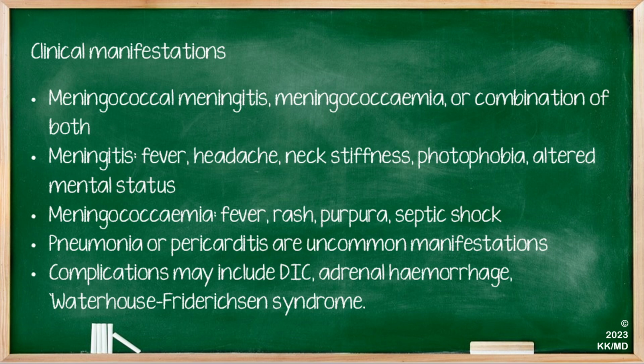Manifestations such as pneumonia and pericarditis are more uncommon, but complications can occur from the primary infection, including disseminated intravascular coagulation or DIC, adrenal hemorrhage, and Waterhouse-Friderichsen syndrome. This is associated with bilateral adrenal hemorrhage associated with meningitis.